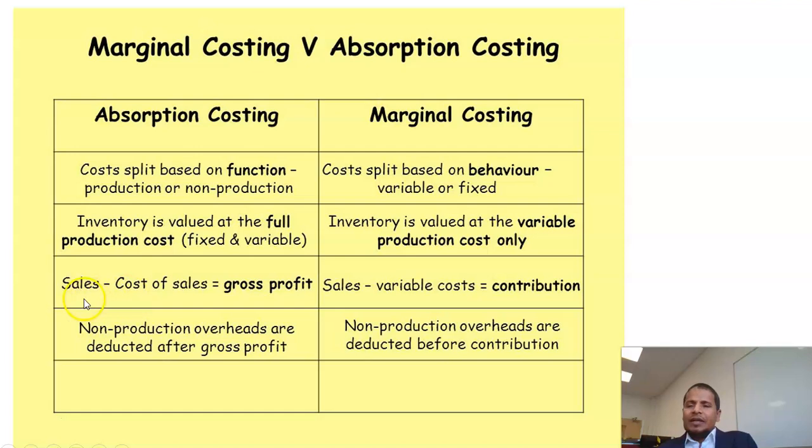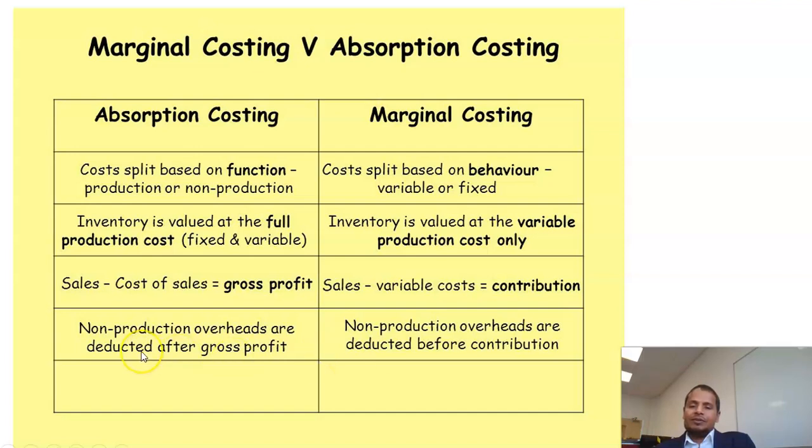Okay. In case of absorption costing, how we calculate profit? Sales minus cost of sales is gross profit. But in case of marginal costing, sales minus variable cost or variable cost of goods sold is contribution.